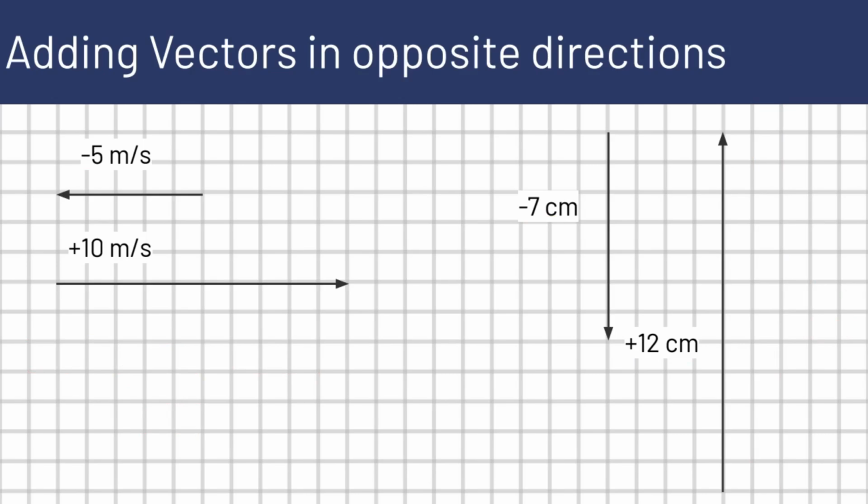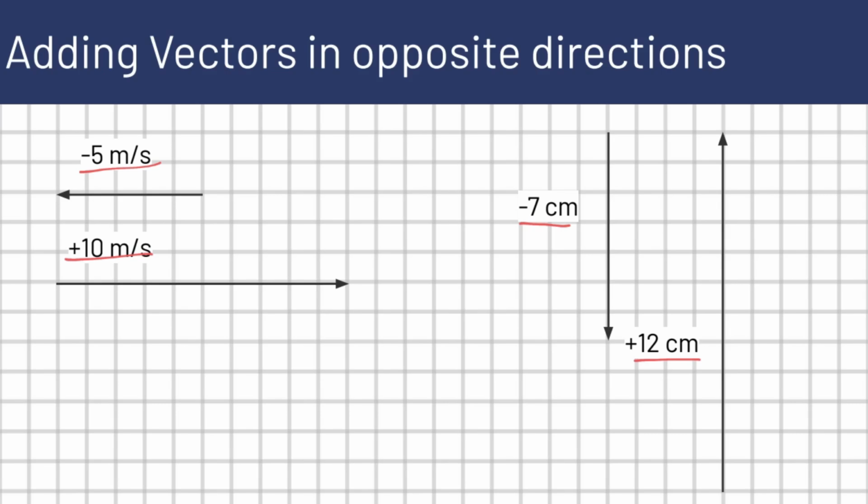Here we're going to look at adding vectors in opposite directions. You can see our two vector setups here. We have -5 meters per second and +10 meters per second. And then over here on the right side, we have -7 centimeters and +12 centimeters. So we do the same head to tail that we did before.